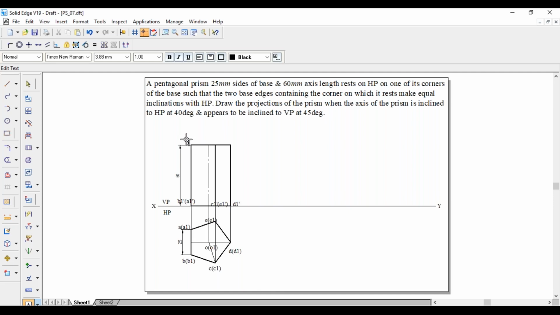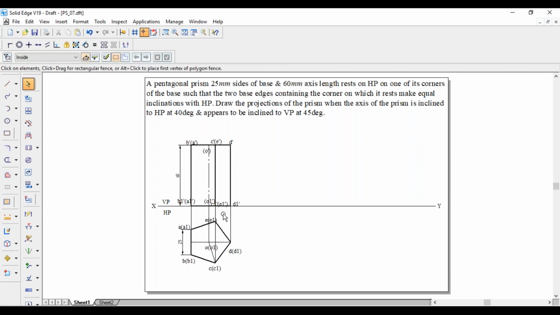Similarly, B dash in the bracket A dash, C dash in the bracket E dash, and this one is D dash. So the axis is invisible in both the views. So this is in the bracket O dash, this is in the bracket O1 dash. Now this completes the first position.